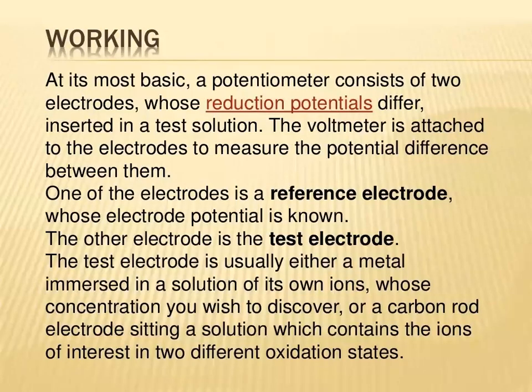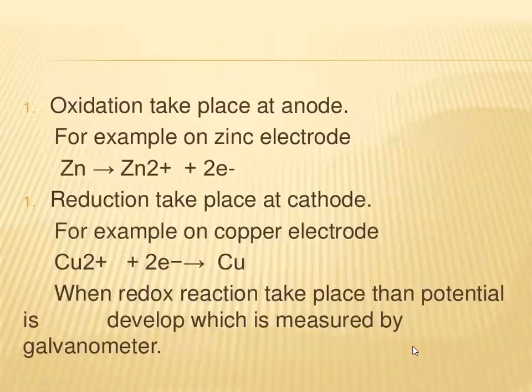So working, we will see now. The potentiometer consists of two electrodes whose reduction potentials differ, inserted in a test solution. Okay, the voltmeter which is attached will measure the potential difference. One of the electrodes is the reference electrode and the other electrode is your test electrode. Okay, so what will the test electrode always be? A metal immersed in a solution of its own ions whose concentration we want to find out. Okay, or it can be a carbon rod electrode in a solution which contains ions of interest in two different oxidation states.